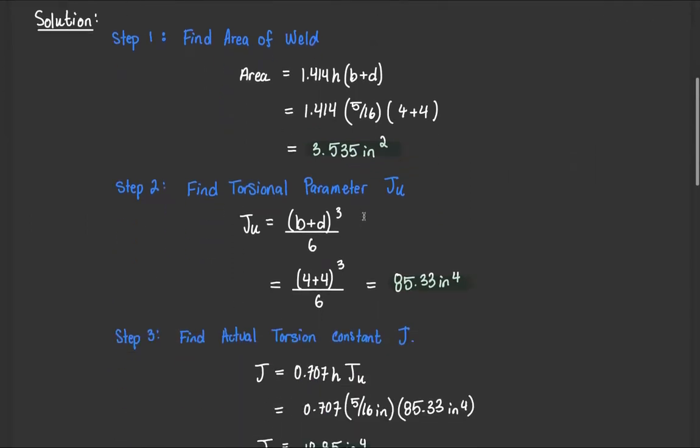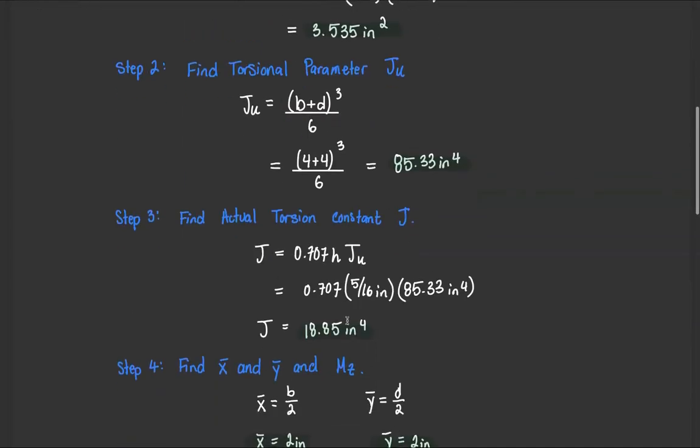Step 2, find the torsional parameter Ju. This can also be found in that same row for the table provided by the handbook. So Ju, I like to think about it as some sort of conditional or temporary torsional constant. So Ju is going to be equal to (b plus d) cubed divided by 6. I went ahead and did the calculations again, and we got 85.33 inches to the 4th.